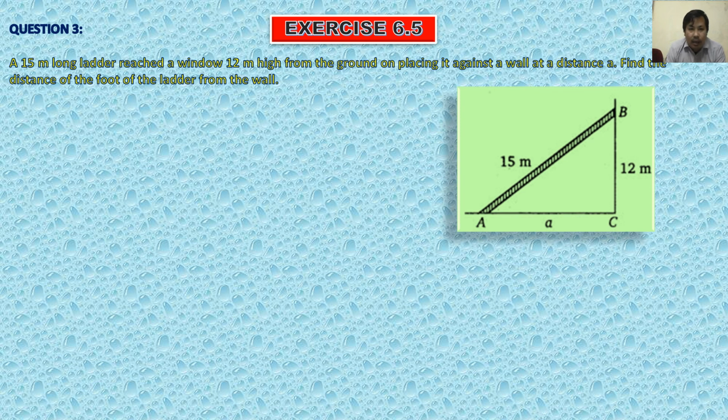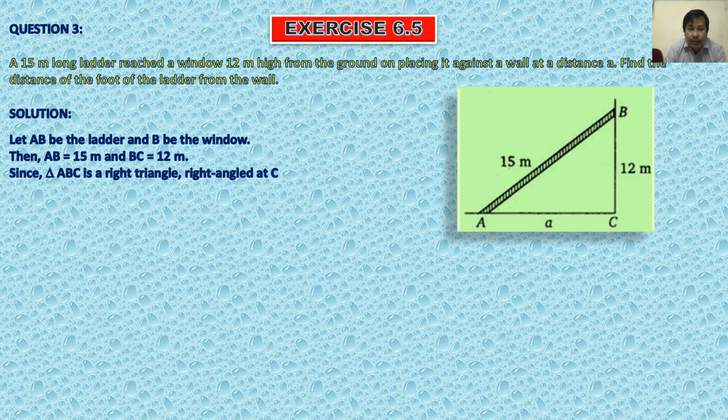So let us see how we can solve this problem. Now in the solution, let AB be the ladder and B be the window. Then AB is equal to 15 meters and BC is equal to 12 meters, as given. Since triangle ABC is a right angle triangle, right angled at C, AB is the hypotenuse. The square of the hypotenuse is equal to the sum of the squares of the other two sides, isn't it? That means AB square is equal to AC square plus BC square.